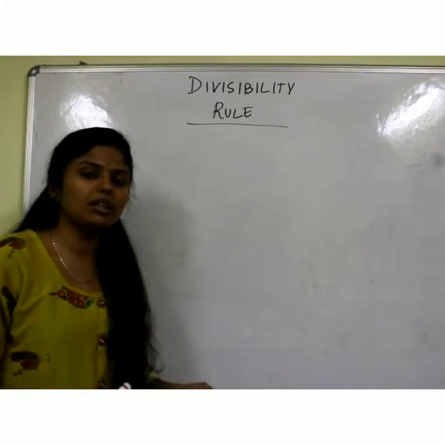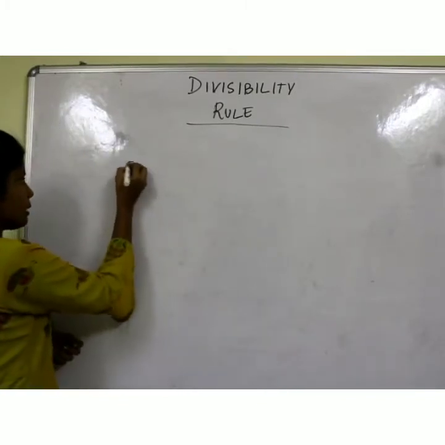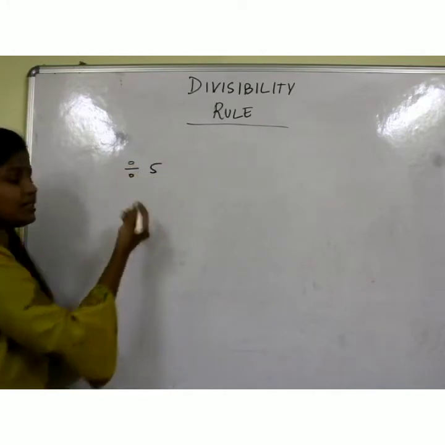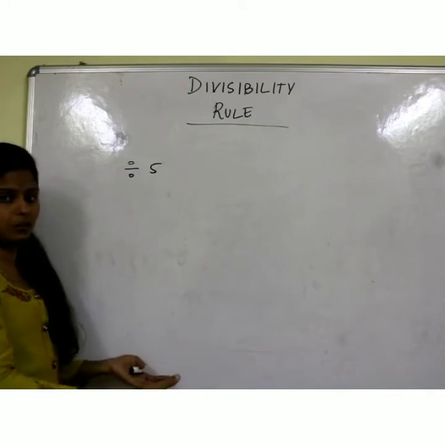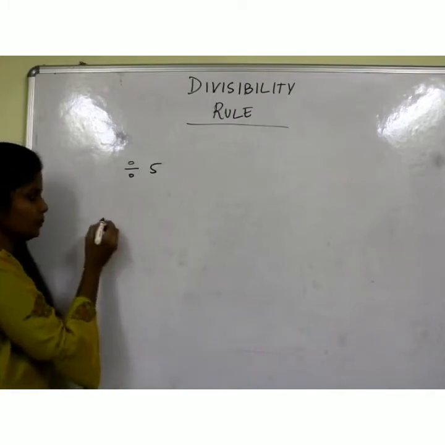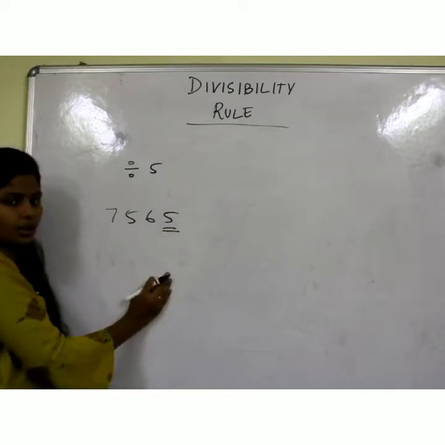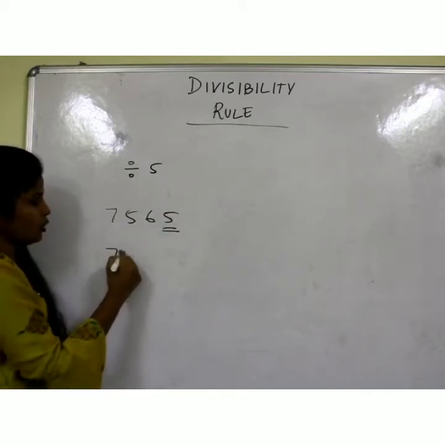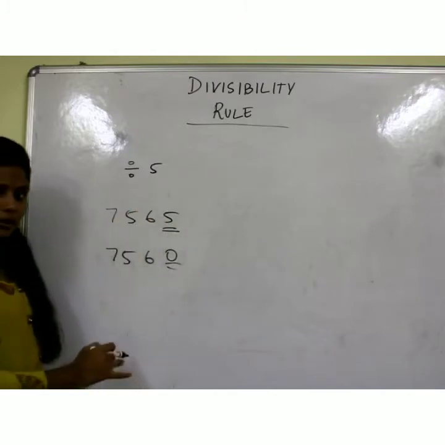Next comes the divisibility rule of 5 and powers of 5. How to check whether a number is divisible by 5? Well, this is the simplest divisibility test among the other numbers. For a number to be divisible by 5, the unit digit of the number should either be 5 or 0. Then the entire number is divisible by 5.